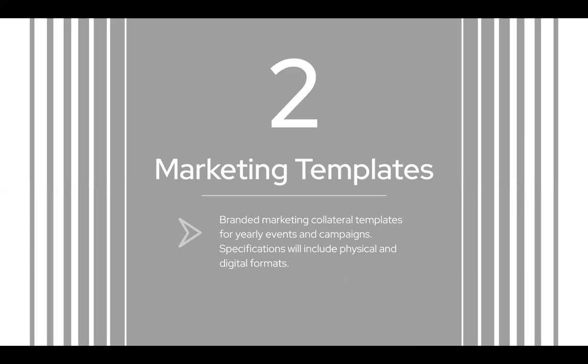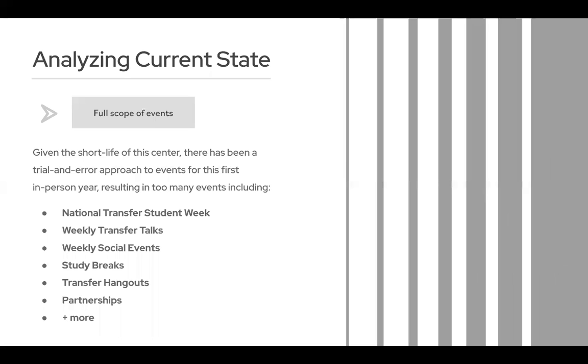The second deliverable was marketing templates. Branded marketing collateral templates are for yearly events and campaigns, and specifications will include physical and digital formats.